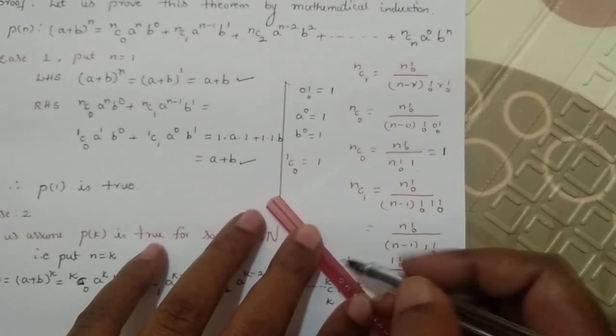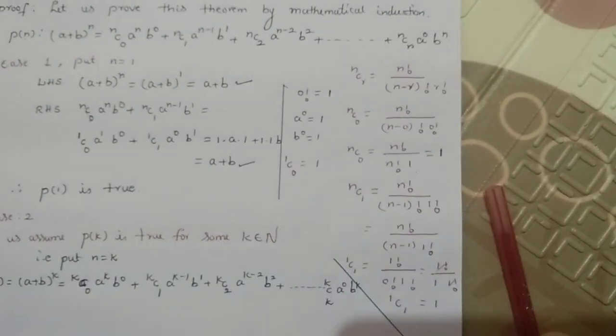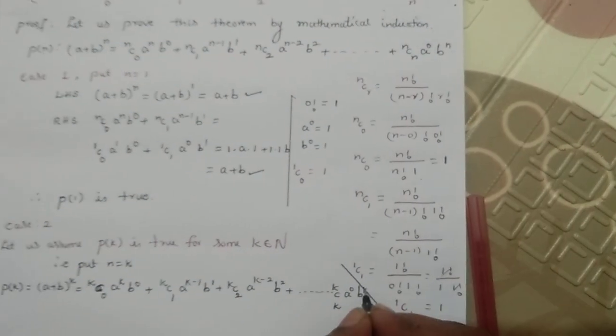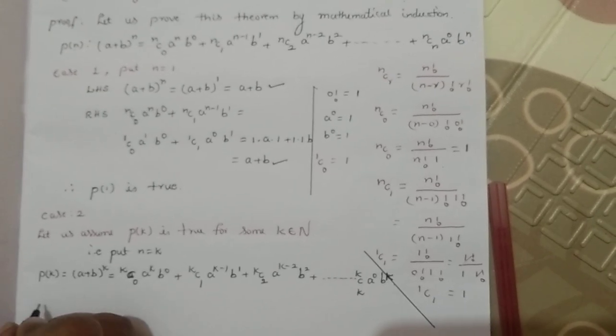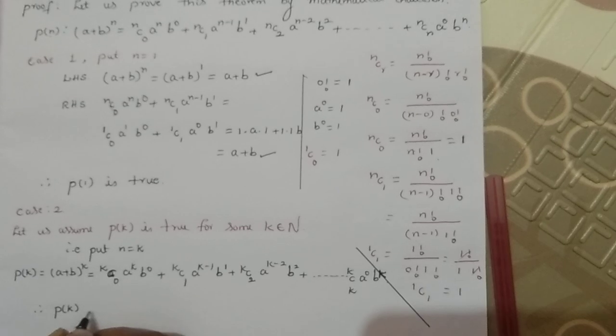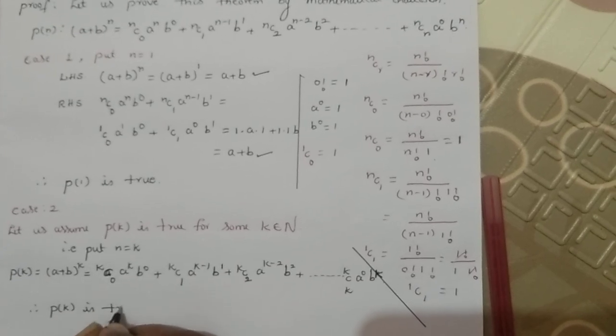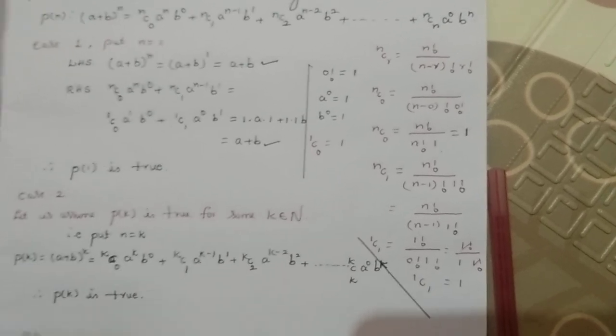I have just substituted k in place of n. So this also proves it. Therefore P(k) is true. So this is case 2.